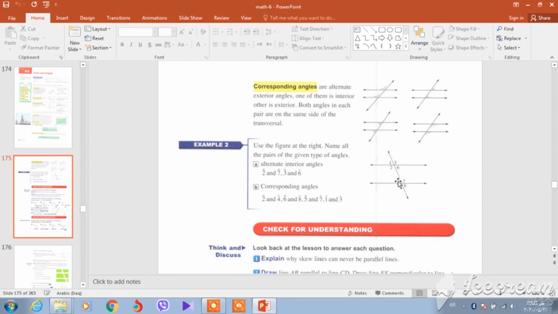What about the corresponding angles? If you look, 1 and 3 are corresponding angles, 2 and 4 are corresponding angles, angle 5 and angle 7 are corresponding angles, angle 6 and angle 8 are corresponding angles. Do you know, students? Okay, now we solve the practices.